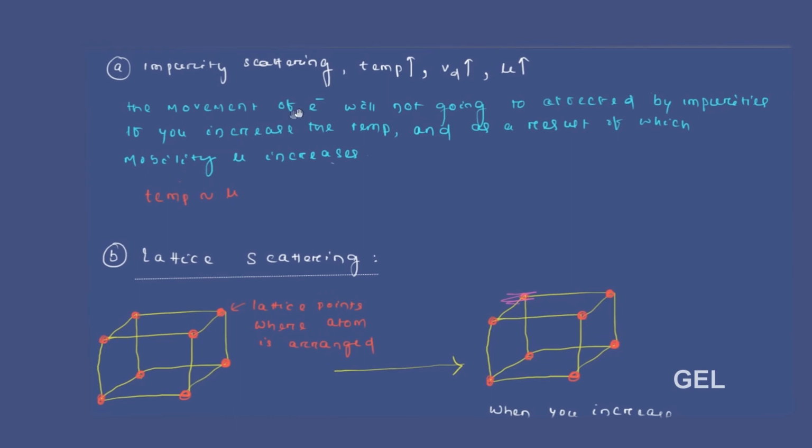So that is what I have written here. Now look here, impurity scattering में क्या हम लोगों ने सीखा, टेम्परेचर इंक्रीज होने से ड्रिफ्ट वेलोसिटी इंक्रीज हुआ, that is why mobility also increases.